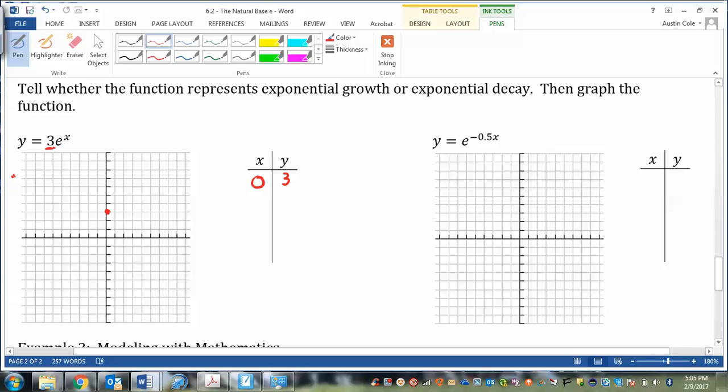All right, now at 1, I am at 8.15. So I'm up here at 2, 4, 6, 8.15 right there. Okay, at negative 1, I'm at 1.10. Oh, of course that went away. So I'm going to be at 1.10, just above 1. At negative 2, I'm at 0.406.